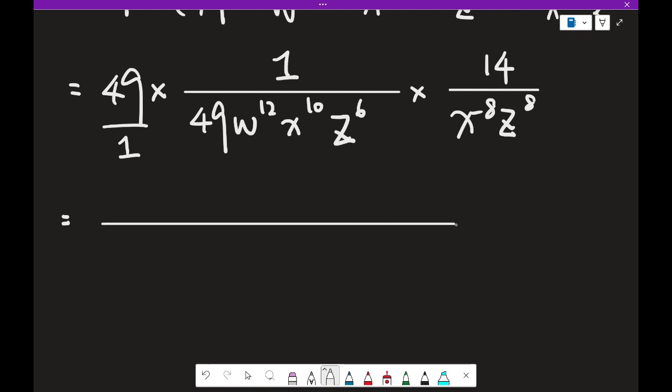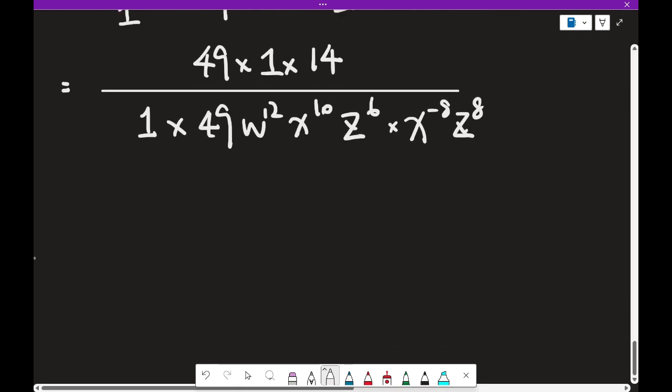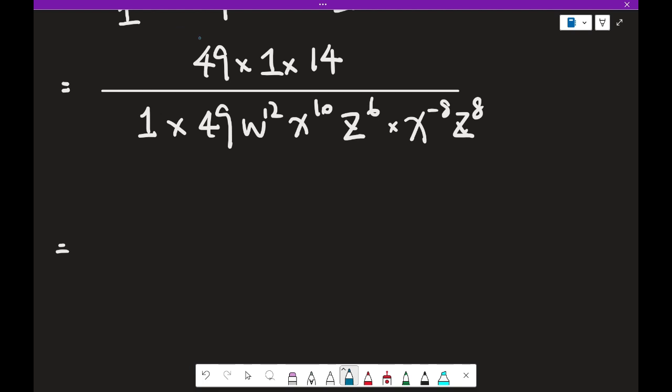So the numerator would become 49 times 1 times 14, and the denominator would become 1 times 49 w to the power of 12 times x to the power of 10 times z to the power of 6 times x to the power of negative 8, z to the power of 8. So we can see that we have a 49 in the numerator and a 49 in the denominator, so we can cancel them out. And these two ones, we can just omit them. So we have these things left.